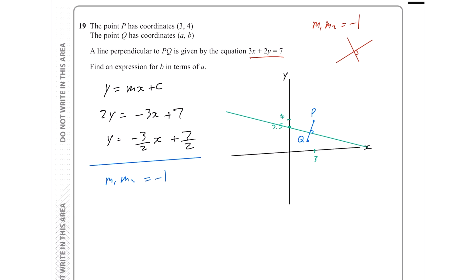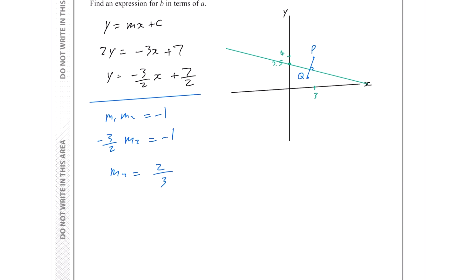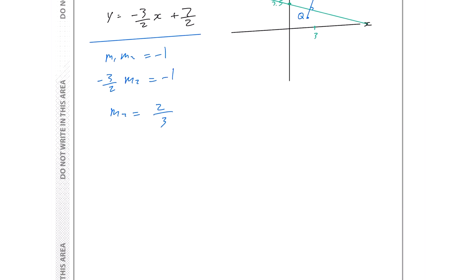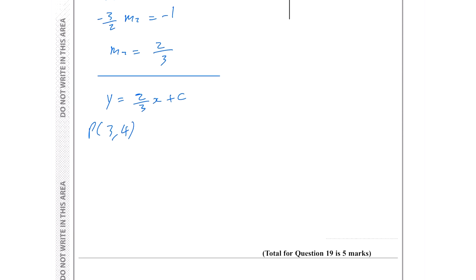We know the gradient of the green line is -3/2, so we can write that in this formula: -3/2 × m2 = -1. m2 is the blue line, so if you divide each side by -3/2, you end up with 2/3. So that is the gradient of the blue line. Now we can write an equation for the blue line: y = mx + c, which is y = 2/3 x + c. We know the coordinates for P are (3, 4), so if we substitute them in, we can figure out what c is.